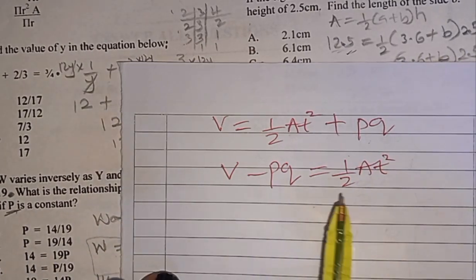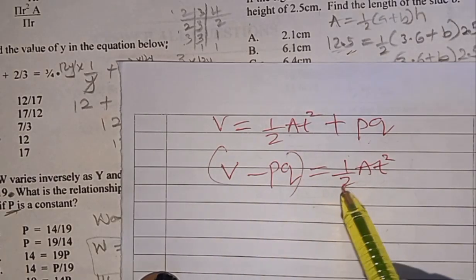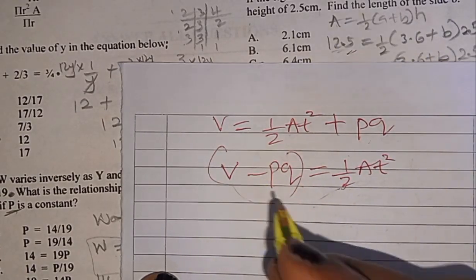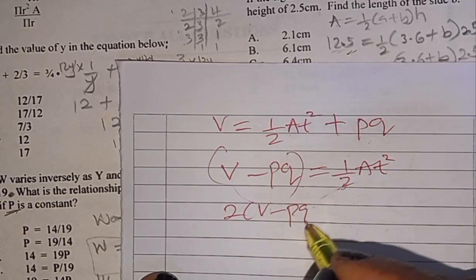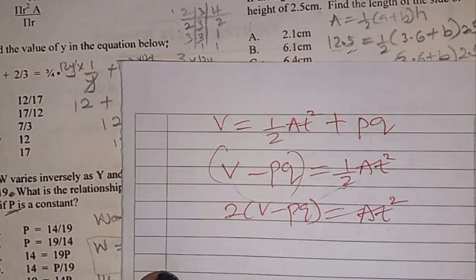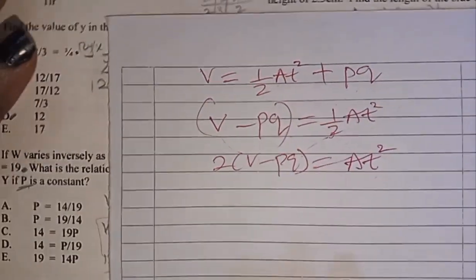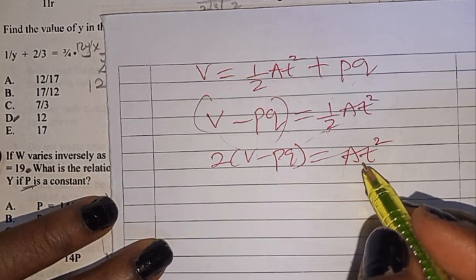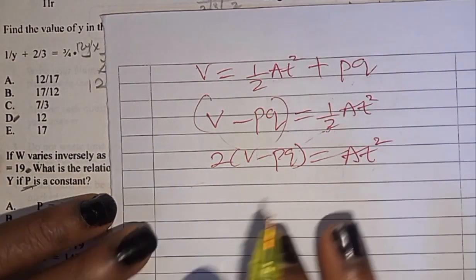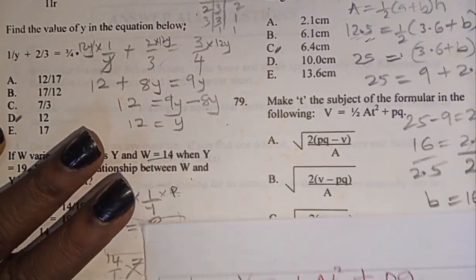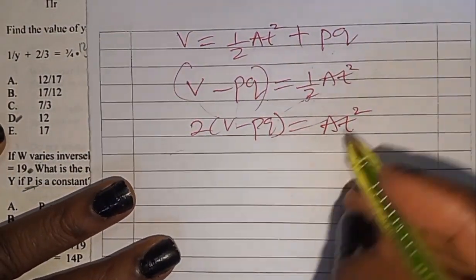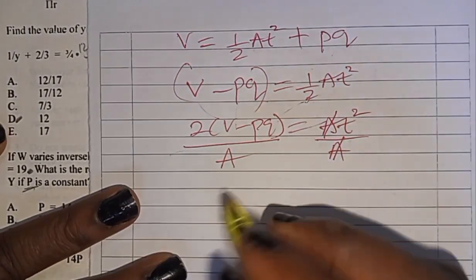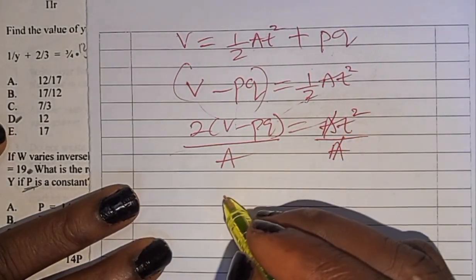So the next thing is I can cross multiply, as in 2 can cross. This is over 1. So 2 can multiply this. That's 2 times this. But I'm looking for T, so I can decide not to open the bracket. I will just divide first by A. A should get out. Okay. So how do I get T then? Square root of both sides.